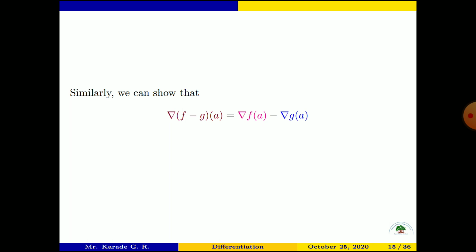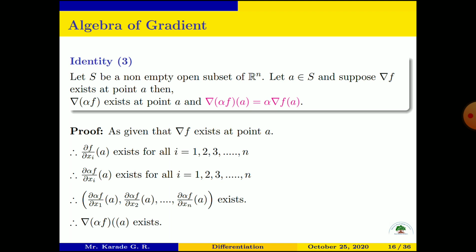Okay, this means the gradient of the subtraction of two functions is equal to the subtraction of their gradients. So this identity we can prove similarly to the previous identity. Now let us prove the third identity. Identity third.